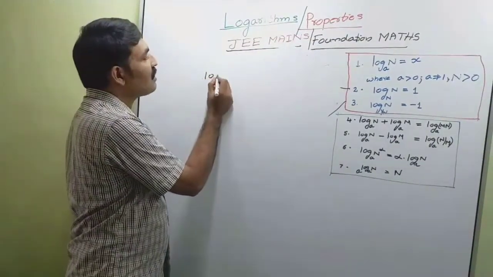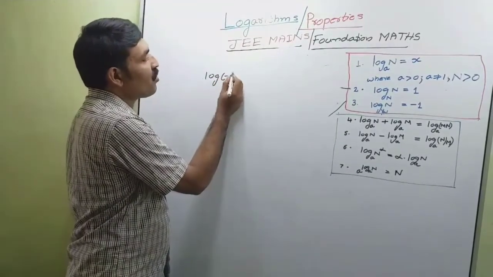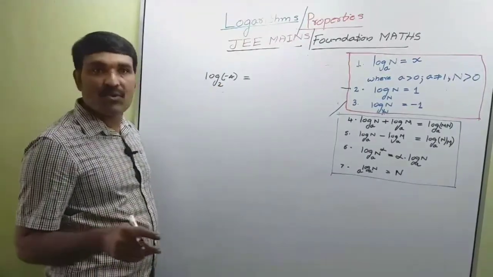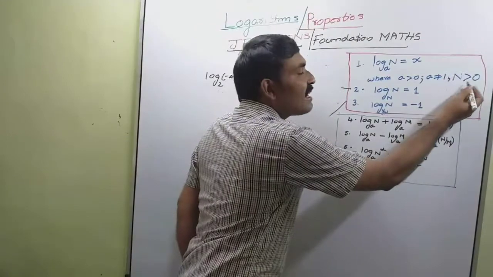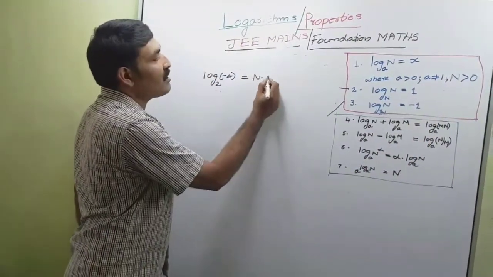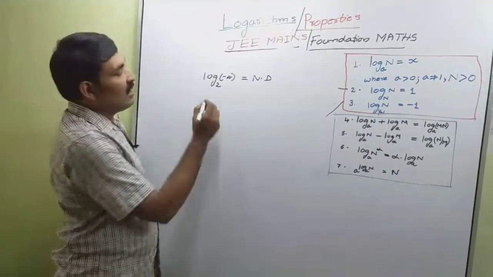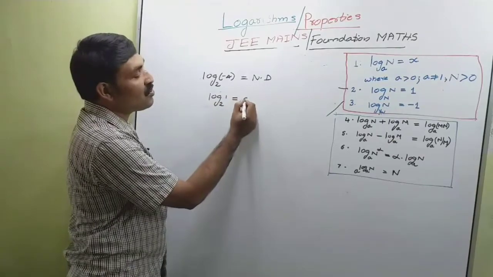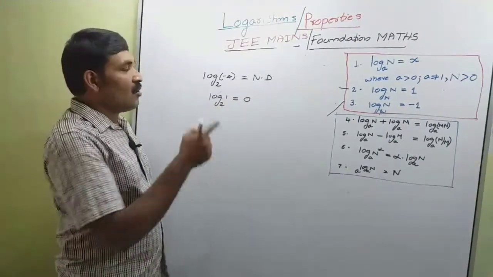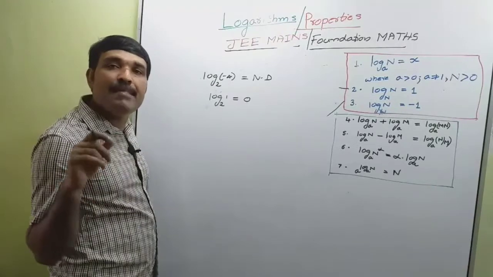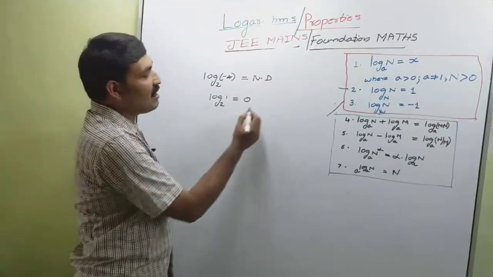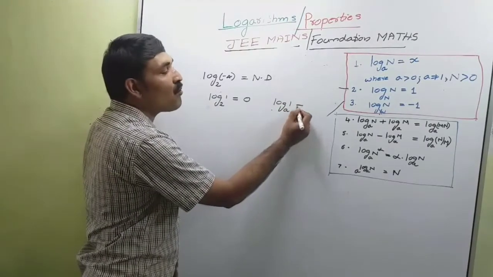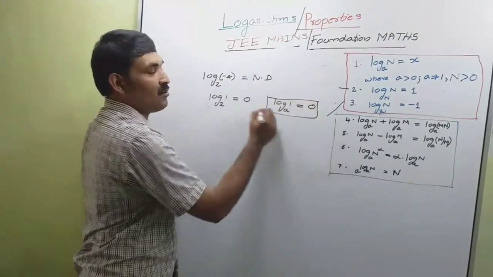Now log of minus 4 to the base 2 is equal to, since here the number is minus 4 and logarithm is defined for n greater than 0, this is not defined. Or log 1 to the base 2, this is equal to 0. For logarithm of 1 to any base is equal to 0. In general, log of 1 to any base a is always equal to 0.